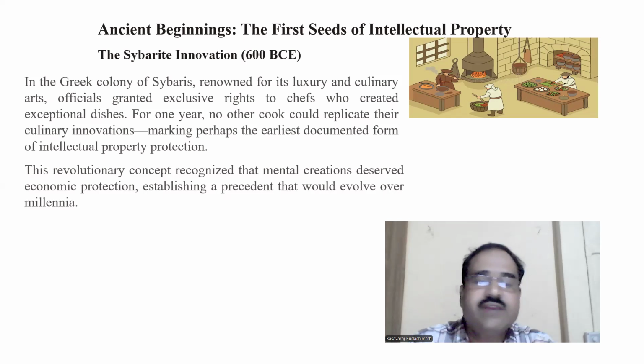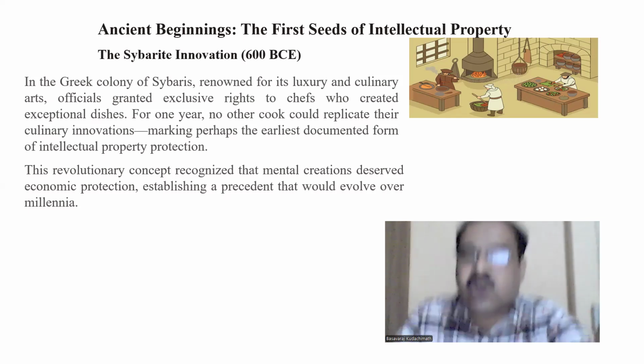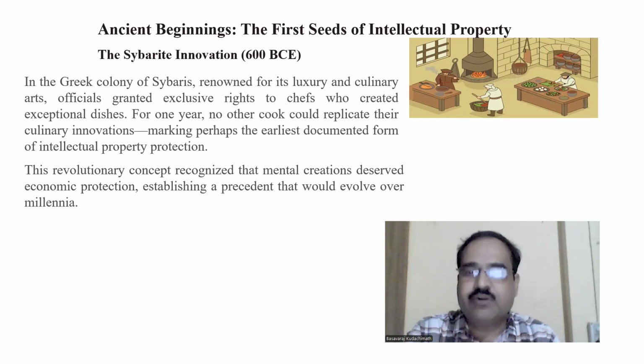This is what we can trace, assigning the rights to the person who has created, to maintain it for at least 1 year. This was giving a credit and recognition for the chefs for innovating new cooking styles. This revolutionary concept recognized that mental creations deserved economic protection, establishing a precedent that would evolve over millennia. It means that this has given a thought for intellectual property protection during 600 BC itself.